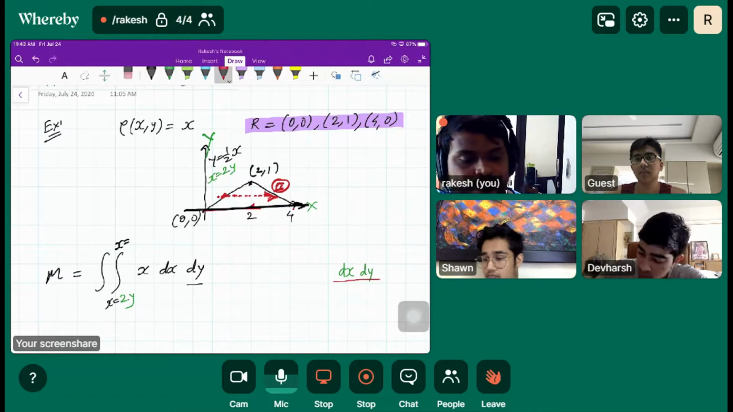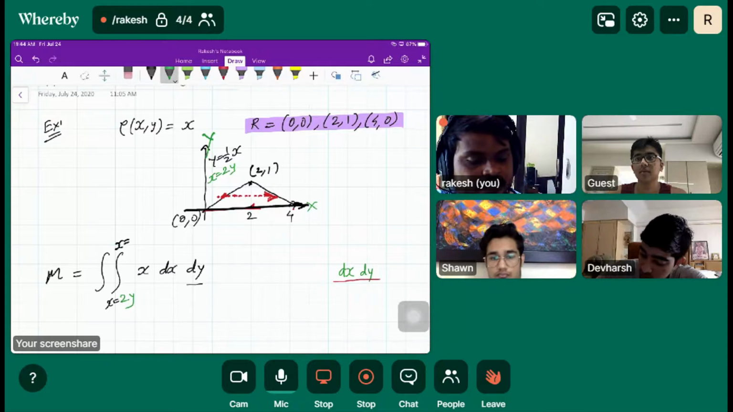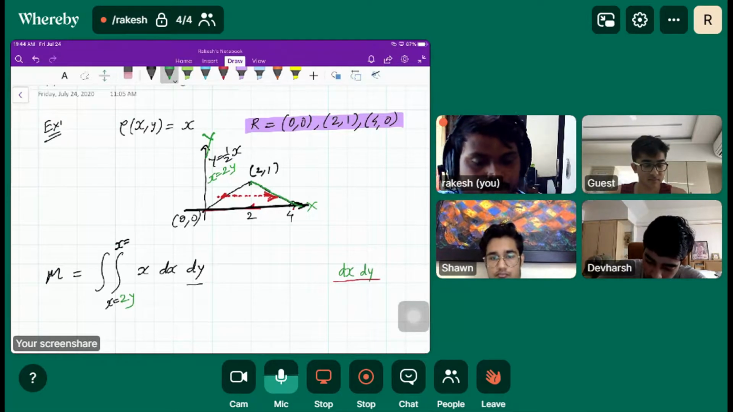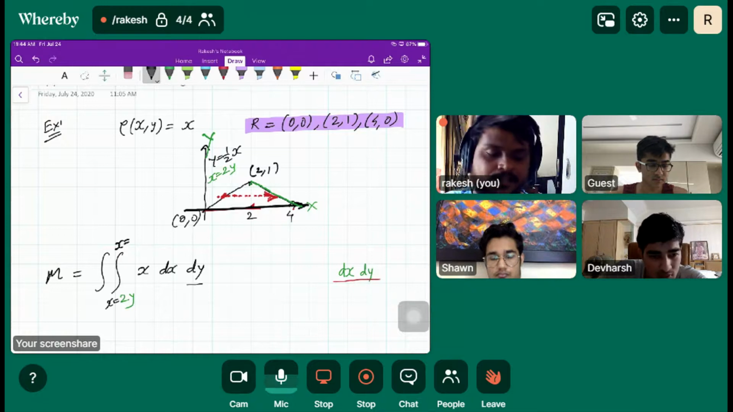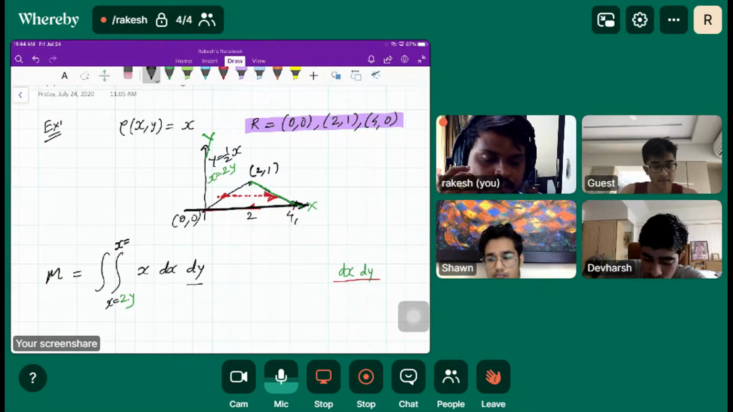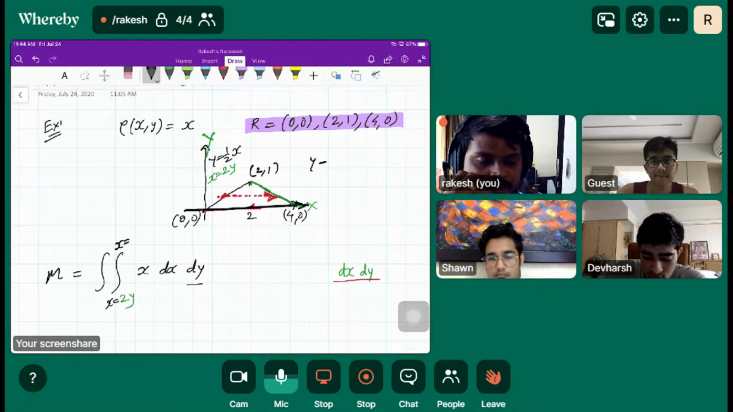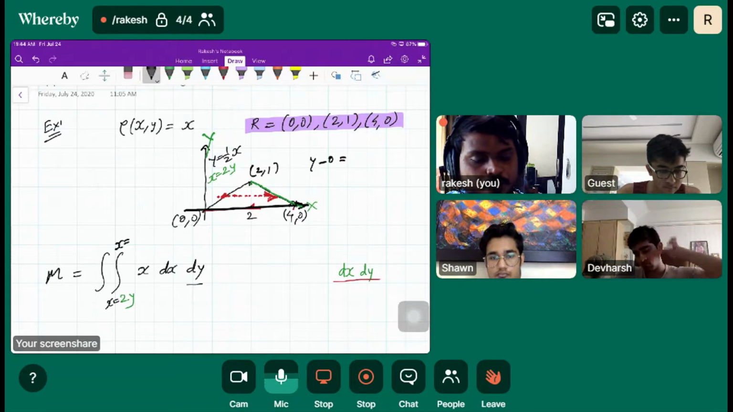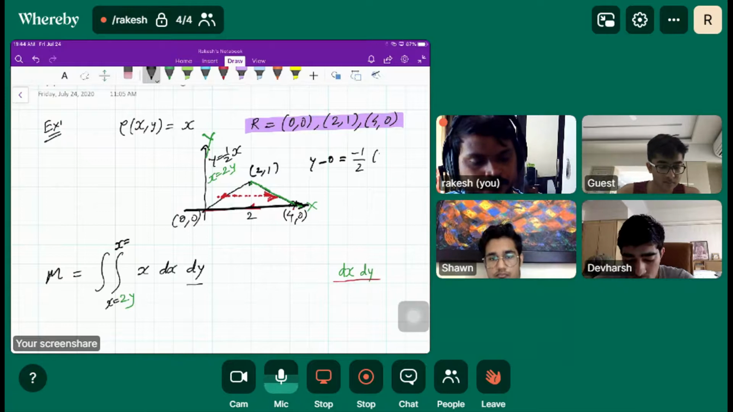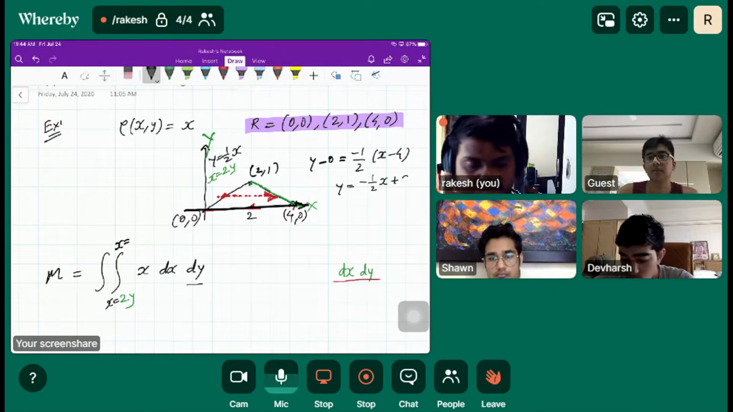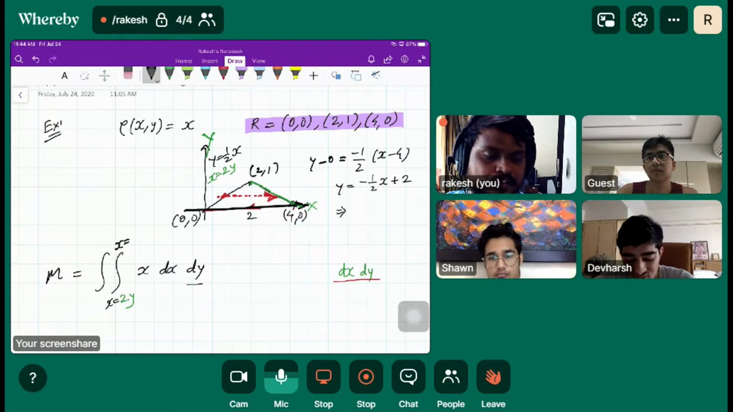For the upper limit, we need to find the equation of this line. This line I've drawn in green. The equation can be found from the point 4 comma 0. We have 2 points, so y minus 0 is equal to the slope, which is minus 1 over 2, times x minus 4. So y is equal to minus half x plus 2. This should also be converted into x is equal to form.